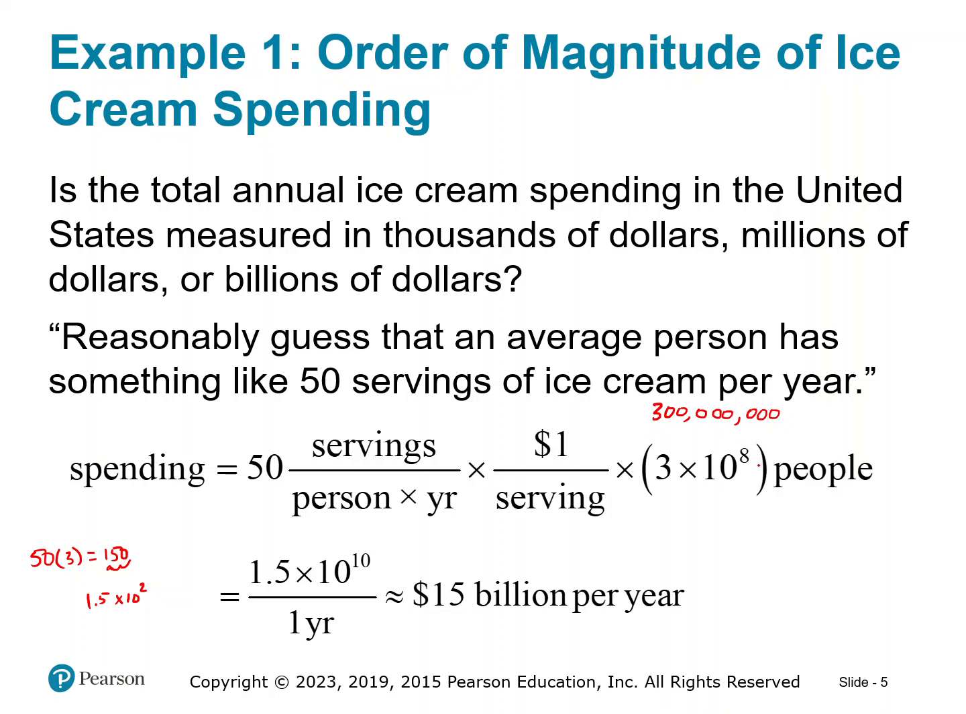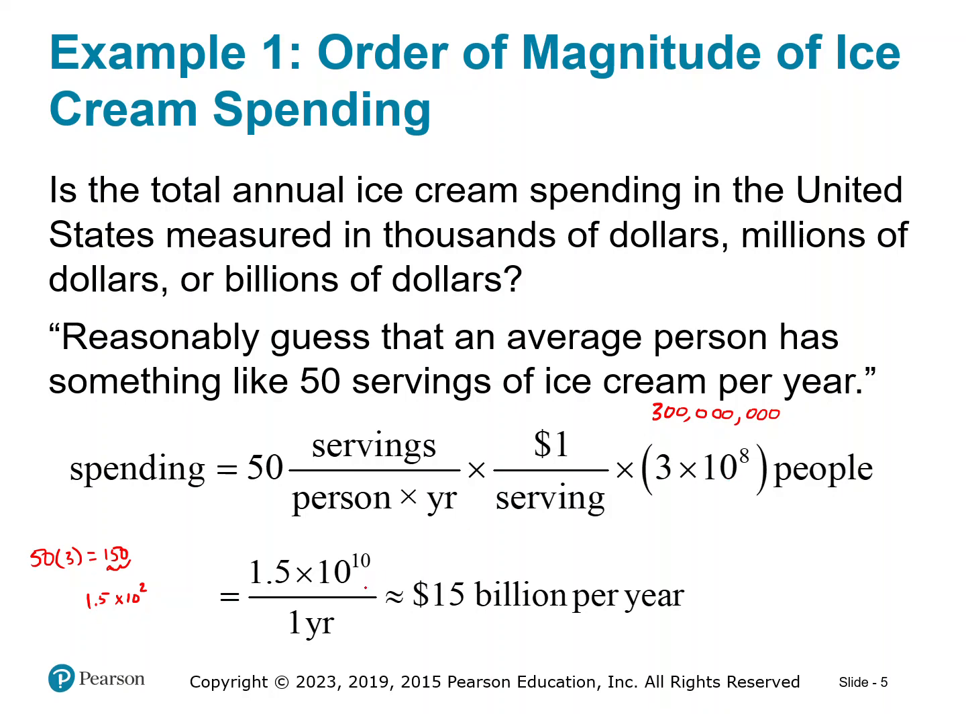10 to the second power times 10 to the 8th power is 10 to the 10th power. Remember, when you're multiplying two things with the same base, you add their exponents. So that's how we get the 1.5 times 10 to the 10th. 3 times 50 is 150. We rewrite that in scientific notation and then multiply by our 10 to the 8th.